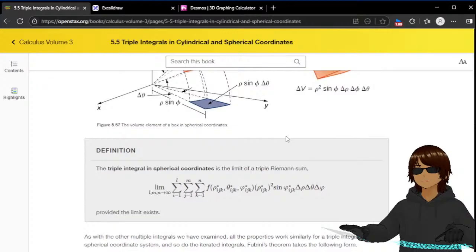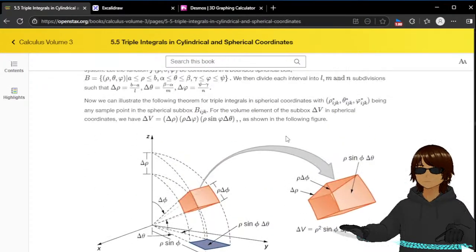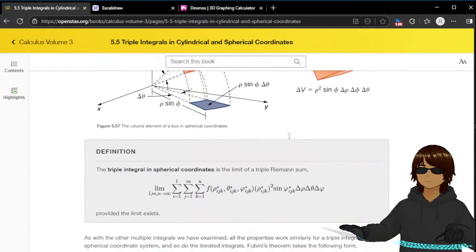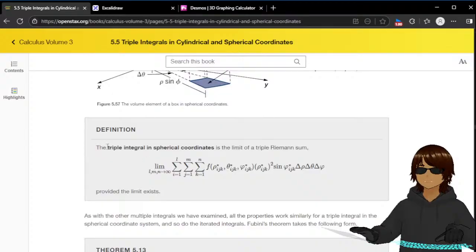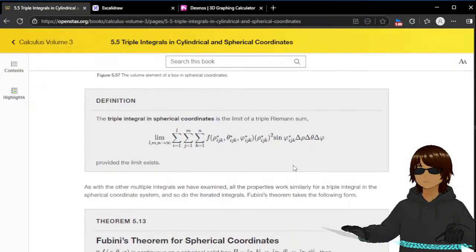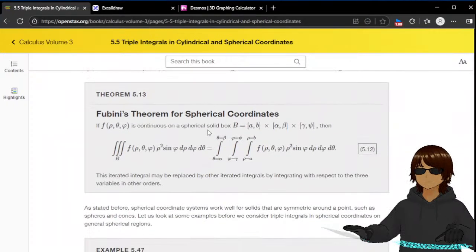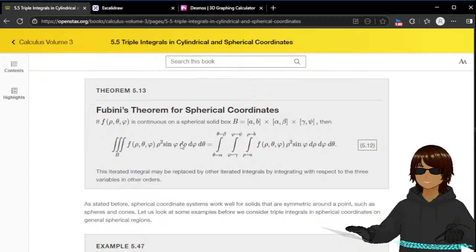So for integration, we have the triple integral in spherical coordinates is the limit of the triple Riemann sum. F of rho star, theta star, phi star, then rho star squared sine phi. Yeah, this one is complicated.